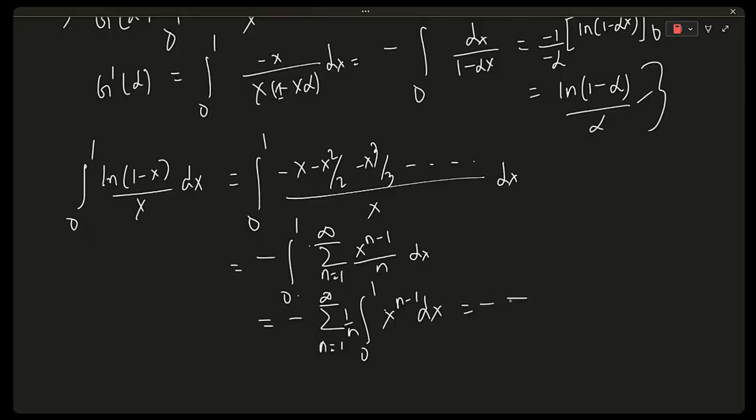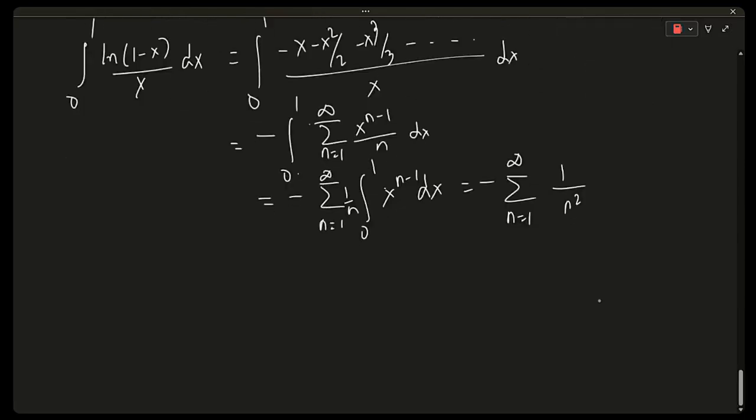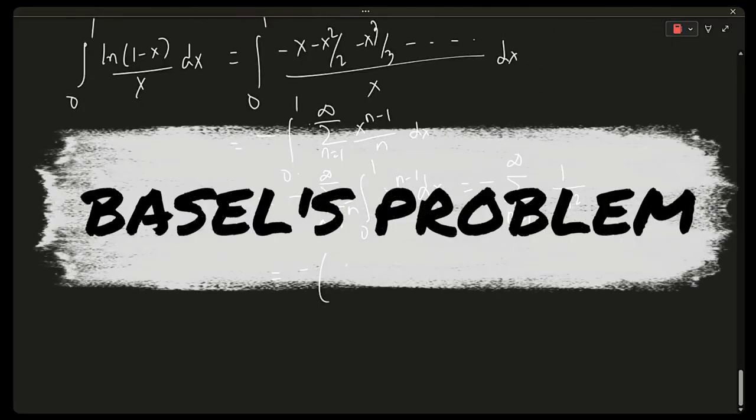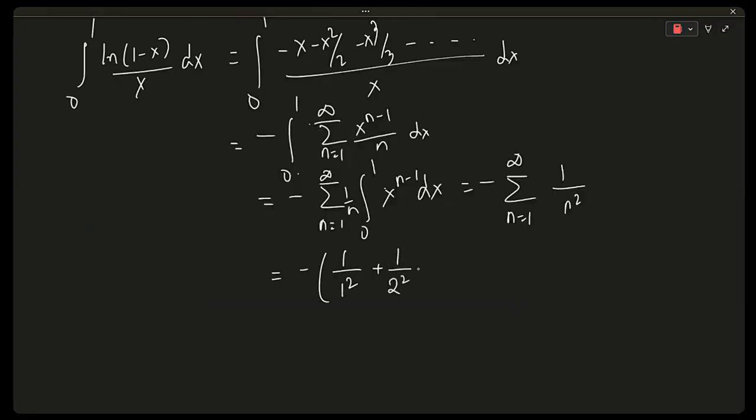Yes, sir. So this would mean minus n equals to 1 to infinity 1 by n squared. Why? Because 0 to 1 x to the power n minus 1 dx is also 1 by n. Yes, sir. And this might be something you have seen in a lot of places, and I think a lot of you have seen it in coaching materials as well, online as well. Yes, sir.